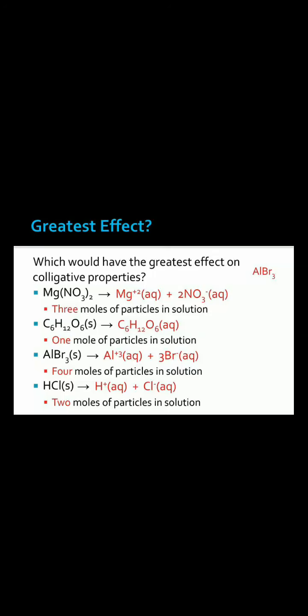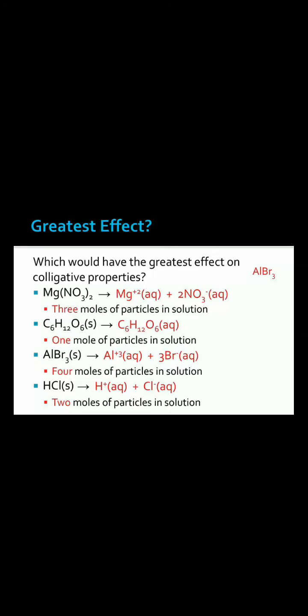Glucose produces 1 mole of particles, as glucose molecules. Aluminum tribromide produces 4 ions, 1 Al3+ and 3 bromide, that is 4 moles of ion particles in the solution. HCl produces 2 moles of particles, H+ and Cl-.